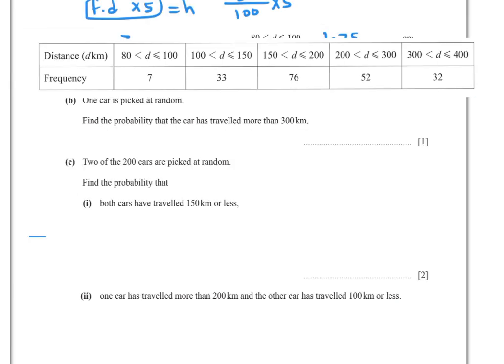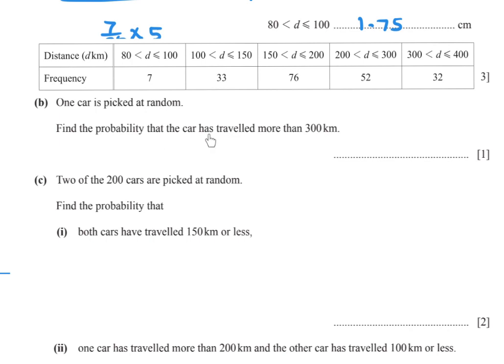Now B. One car is picked at random. Find the probability that the car has traveled more than 300 kilometers. More than 300, we have 32. So the probability that the car has traveled more than 300 is 32 over the total, which is 200.